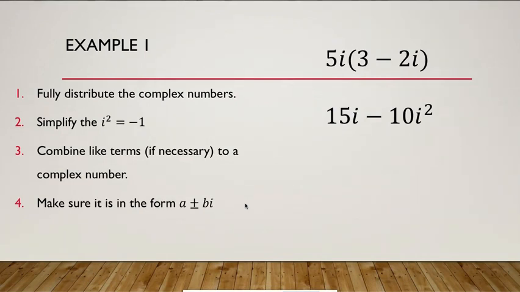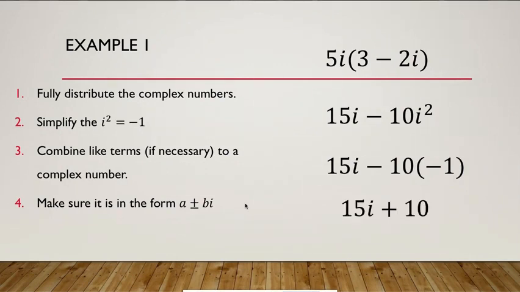So this is where the second step comes in. We're going to simplify or substitute i squared to be -1, since we know that's what it equals. And so then I have -10 times -1, which would change to a +10. And then finally, no like terms to combine because I have one real piece, one imaginary piece. They just have to be in the right order. My real part has to come first. So 10 plus 15i would be my final answer.